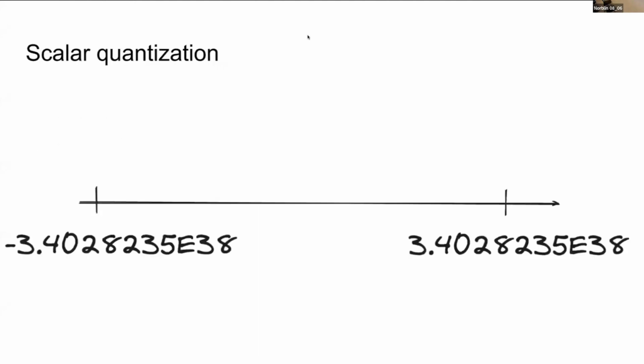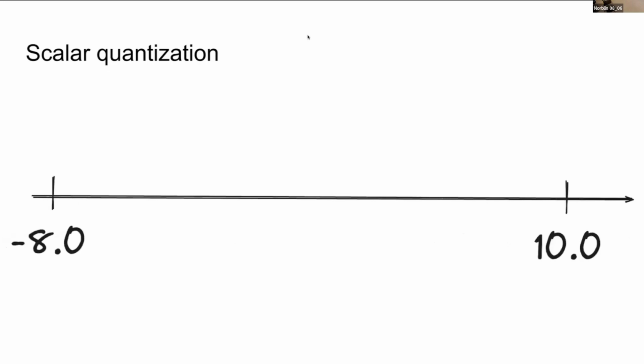Okay, so let's start with scalar quantization. So when we have embeddings, they are typically composed of 32-bit floats, right? And the thing is with floats that we normally don't use the whole range. So this is the range of IEEE float. As you can see, it is pretty wide. And usually the embeddings that are produced by our machine learning models tend to have in practice a range more like -8 to 10. So the whole range outside of the actual range is essentially wasted.